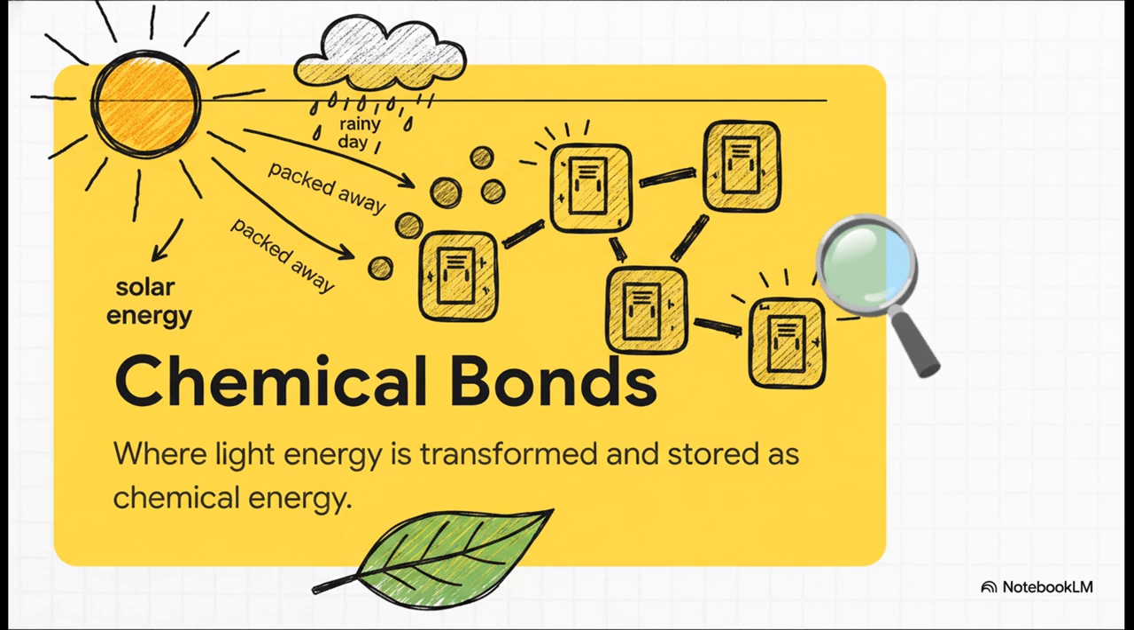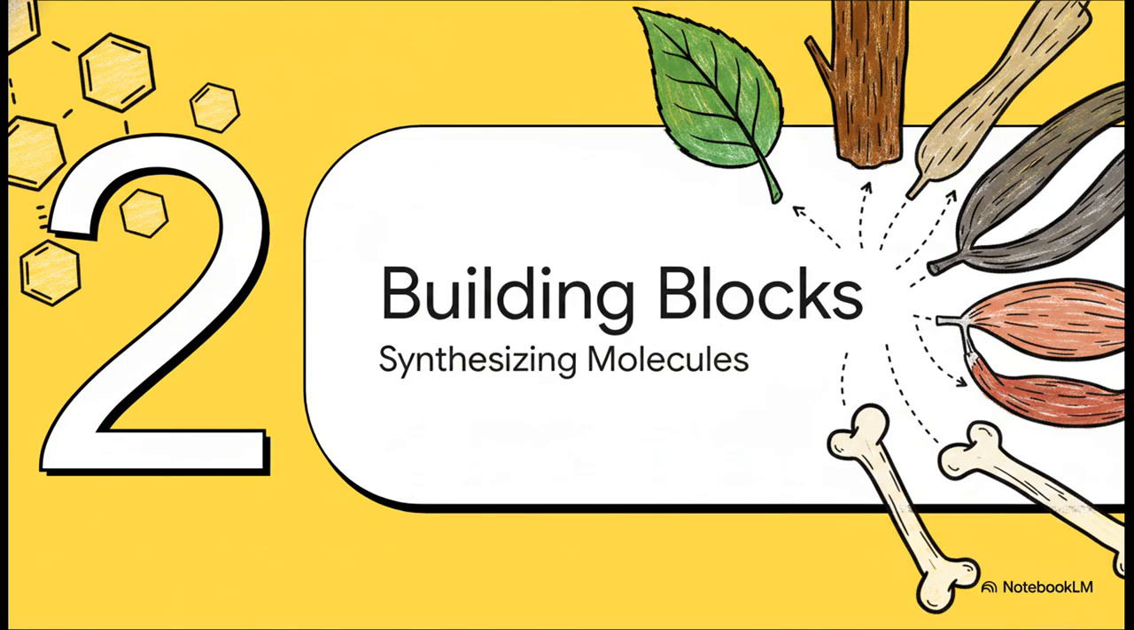That solar energy doesn't just disappear, right? It gets physically packed away into the chemical bonds of those new sugar molecules. You can kind of think of these bonds exactly like tiny microscopic storage lockers. As long as the bond holds shut, the energy stays safely stored inside. Moving right along to Section 2, Building Blocks of Life.